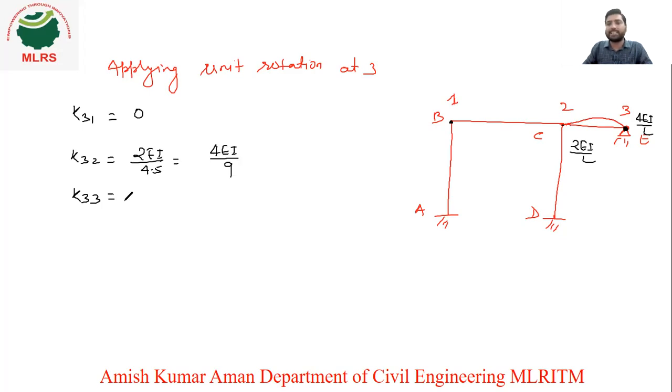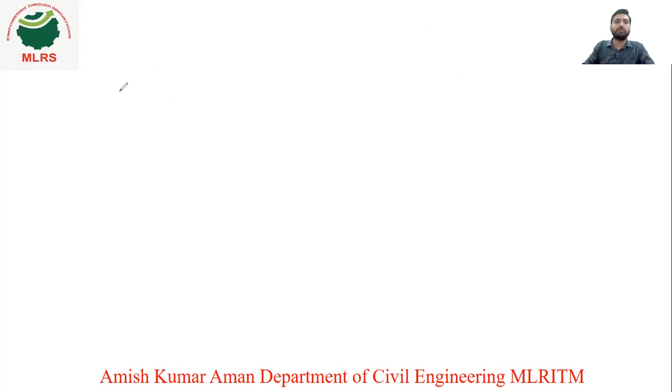Now coming to K33. For K33 we have 4 EI by L because only one span is there, so 4 EI by L, span is 4.5. If you calculate it, you will get 8 EI by 9. Now we have calculated all the stiffness elements, that is applying unit rotation at 1, at 2, and at 3. Now we will combine each and every value and make a stiffness matrix. So let's see what our stiffness matrix is now.